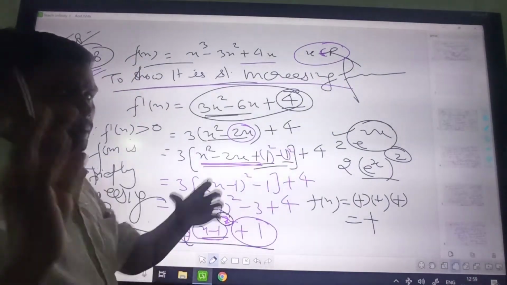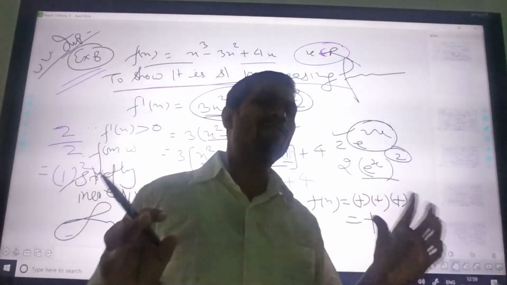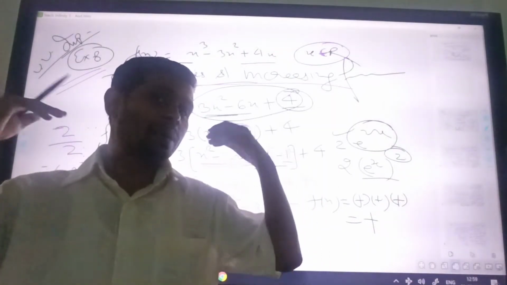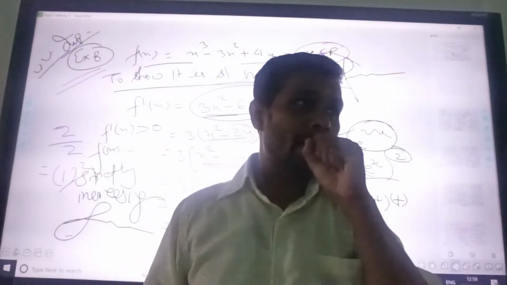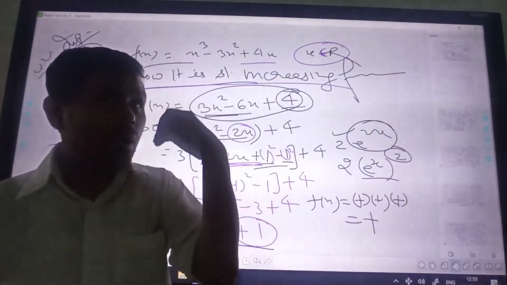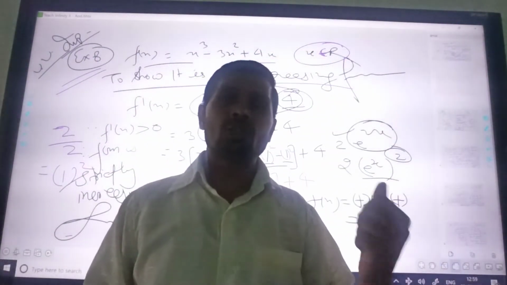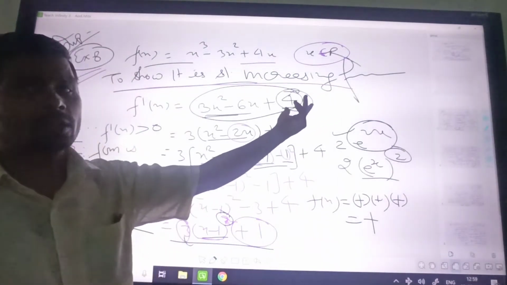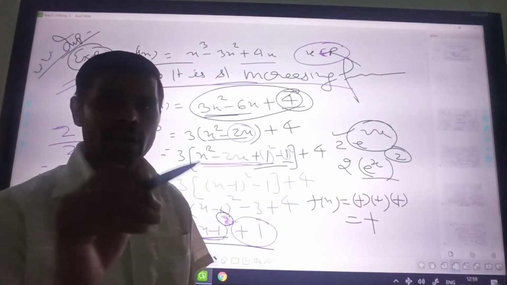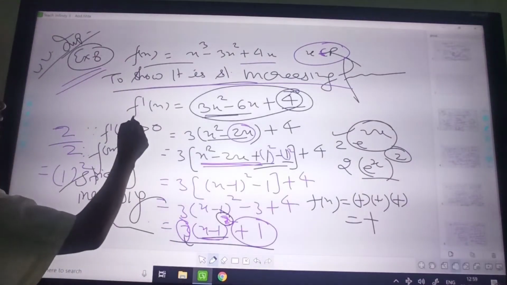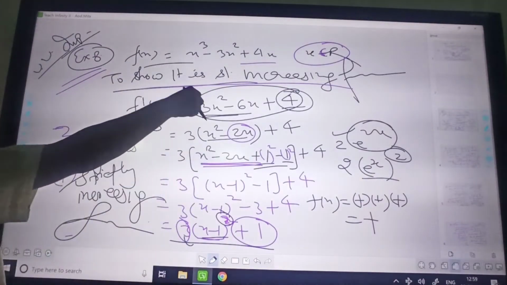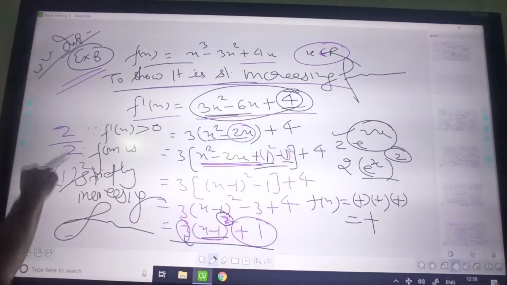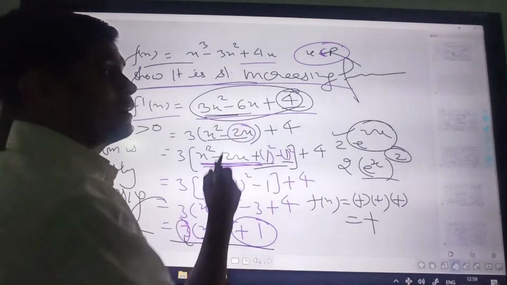Obviously, if the question is to prove that it is strictly increasing, the thing that should strike your mind immediately is that we have to prove f dash x is greater than 0, because for a strictly increasing function, f dash x must be greater than 0. So first of all, you will find f dash x, and what is f dash x? 3x square minus 6x plus 4. So this is f dash x. Now your priority is to prove that it is greater than 0.